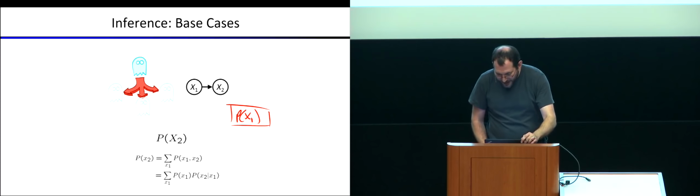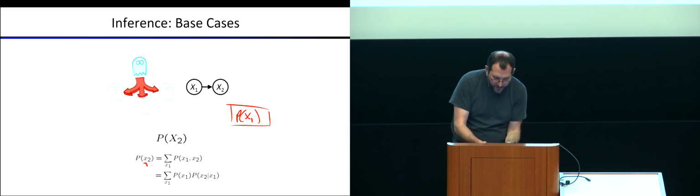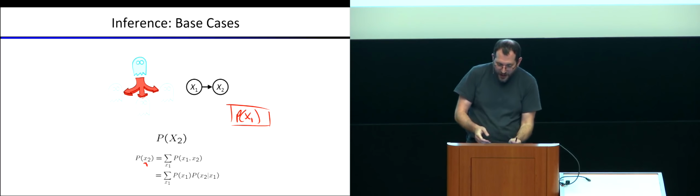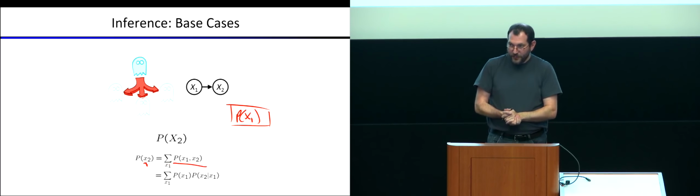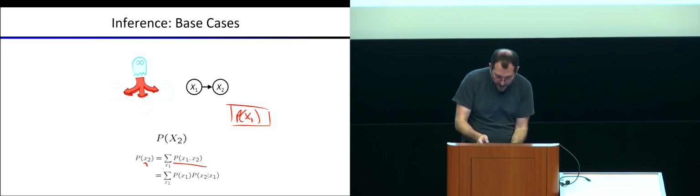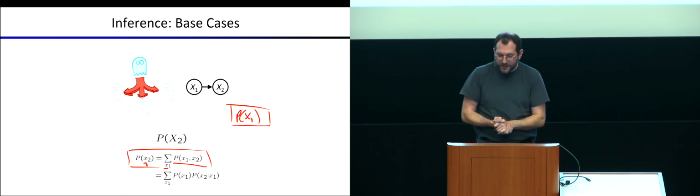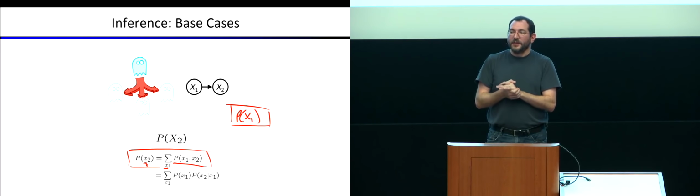Well, the way I'm going to do that is I'm going to break that into two steps. In the first one, for any given value of x2, I can rewrite p of x2 as p of x1, x2 — remember, x1 is for the first time step, x2 is for the second time step — summed out over x1. So this rewrite says p of x2 equals the sum over x1 of p of x1 comma x2.